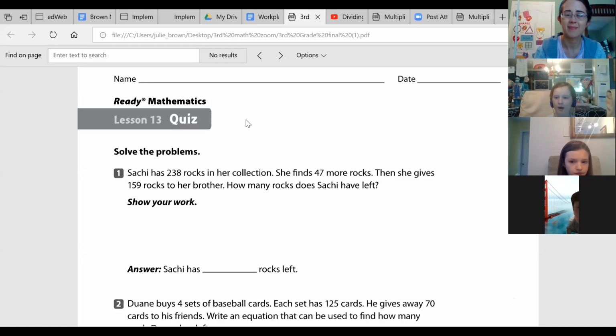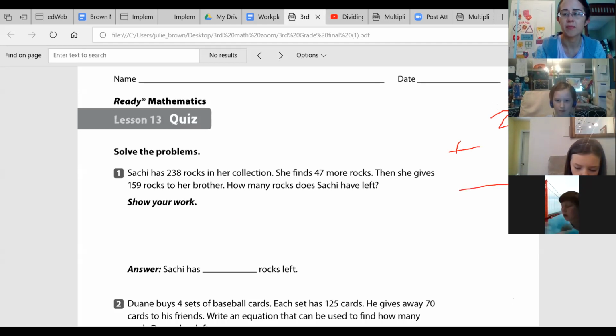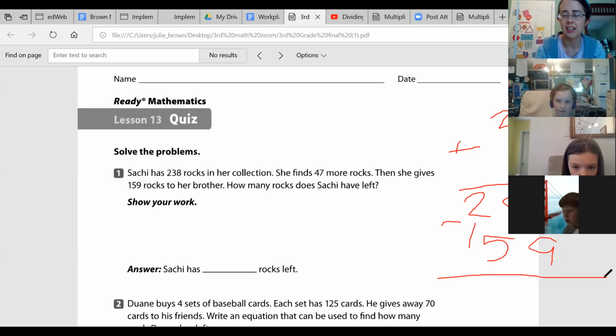All right, so what is 238 minus 159? I actually did the other way where I added 247 because that's how many. I did too. Sure. All right, tell me what my answer would be for 238 plus 47. 285. Yes, 285. And then you have to subtract 159. And how many would you get left over? 126. 126, sorry.